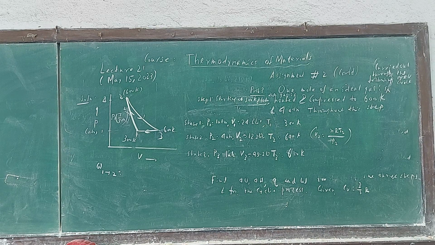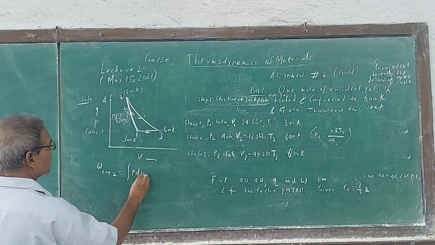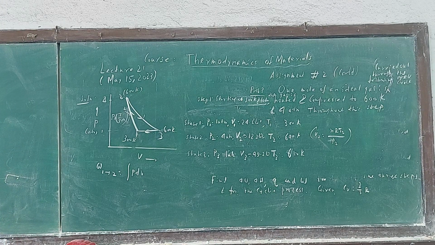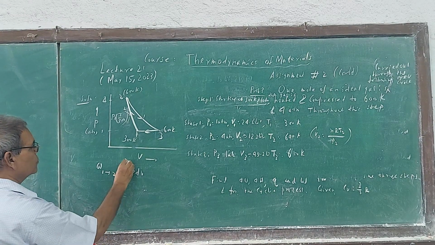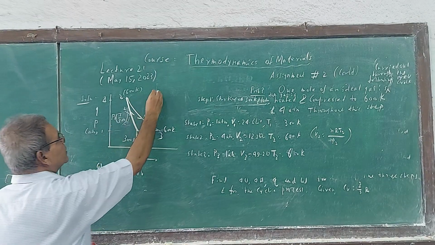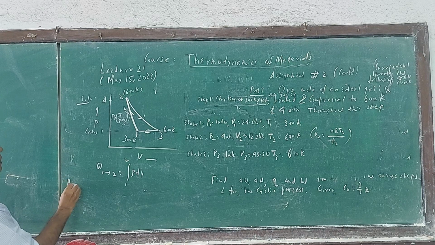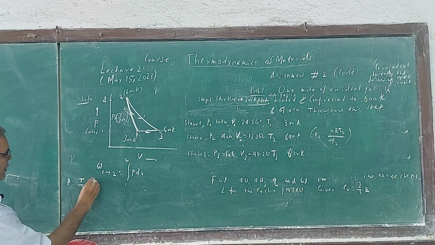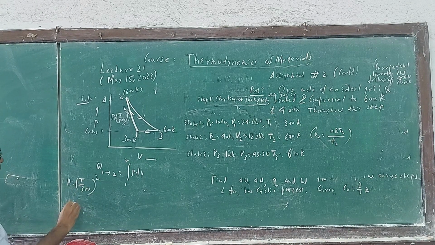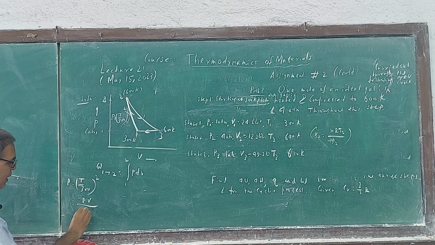Tell me. Integration PdV, sir. This is the answer. Reversible path, integration PdV. This much you know, from 1 to 2. But what is the relation between P and V? This is given, so from that, P is T by 300 square. Quickly, T by 300 square means what? T is what? PV by R, for 1 mole.